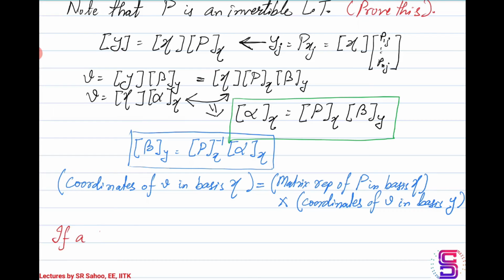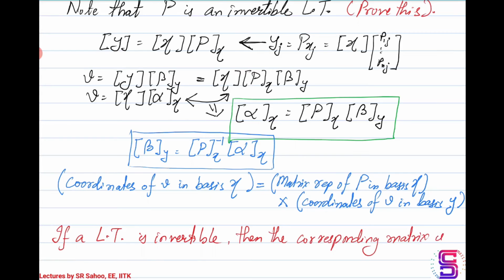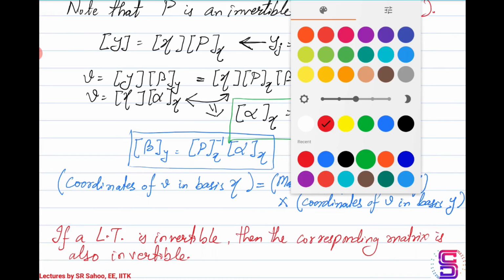If a linear transformation is invertible, then the corresponding matrix is also invertible. Okay, so this is something that you should know.